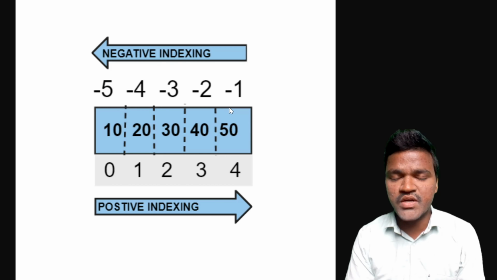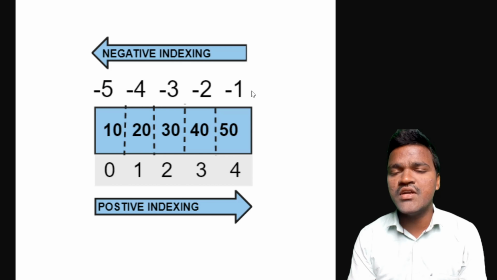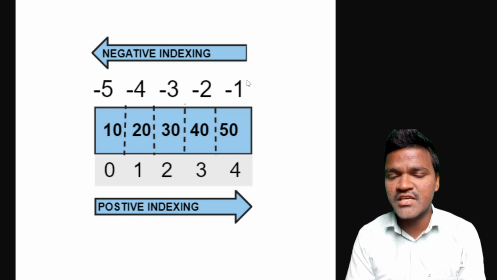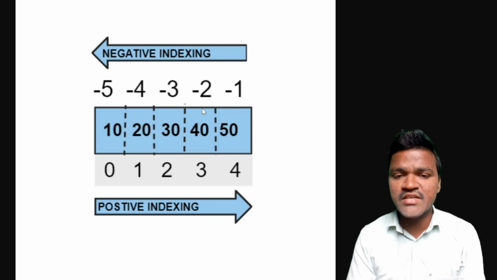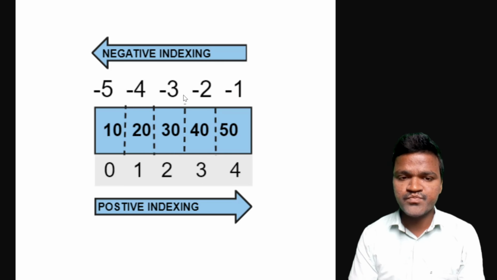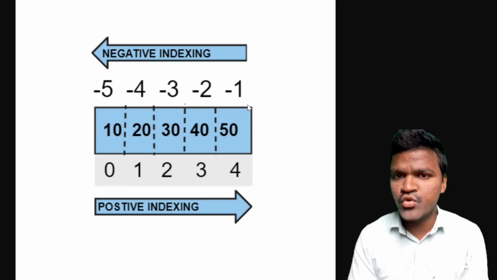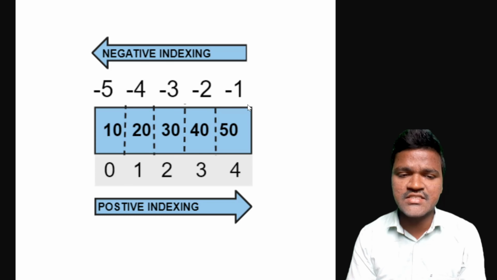When you want to use negative indexing, you count the index from the right side and start from minus 1. As the elements increase, the minus count also increases. Let's say you want to access this particular 40, instead of mentioning 3, you can also mention minus 2. If you want to access this particular 30, you can mention minus 3 also. Like this, you can access elements inside of a list through positive indexing and through negative indexing.